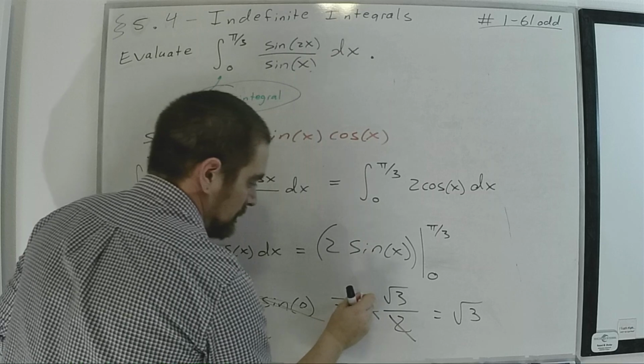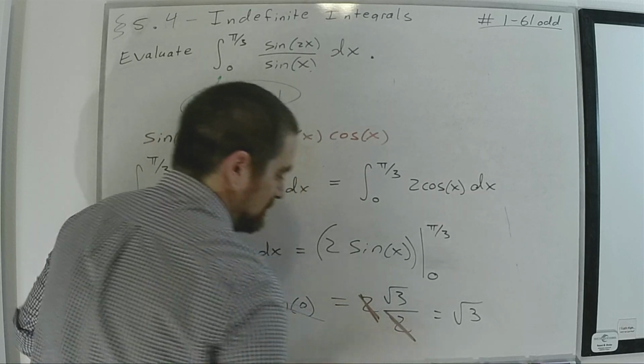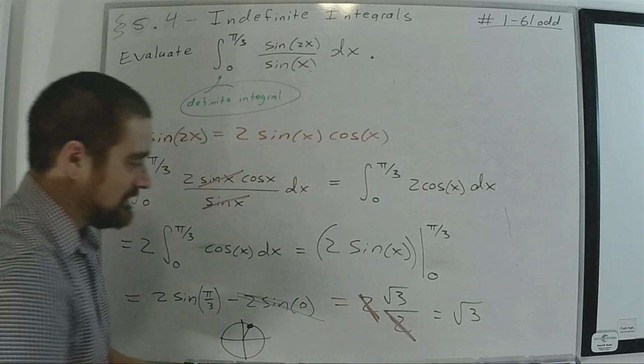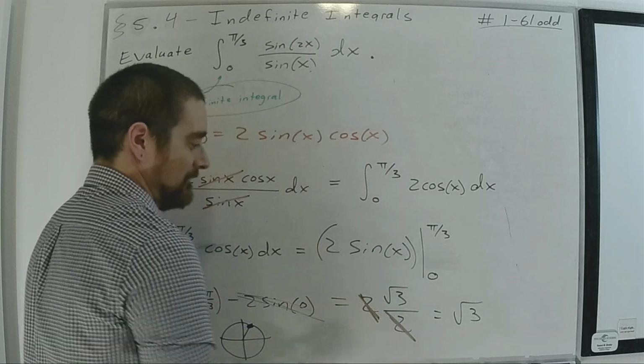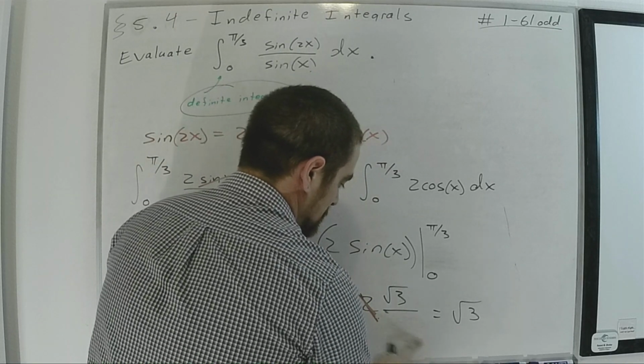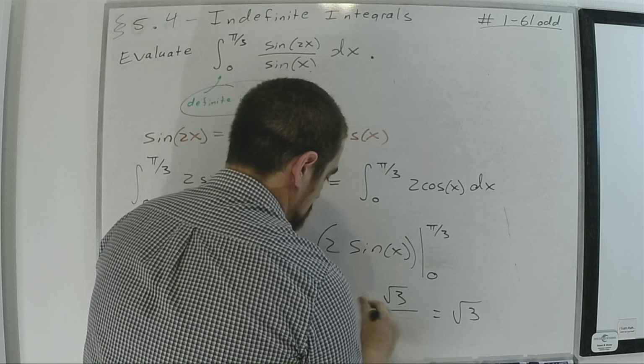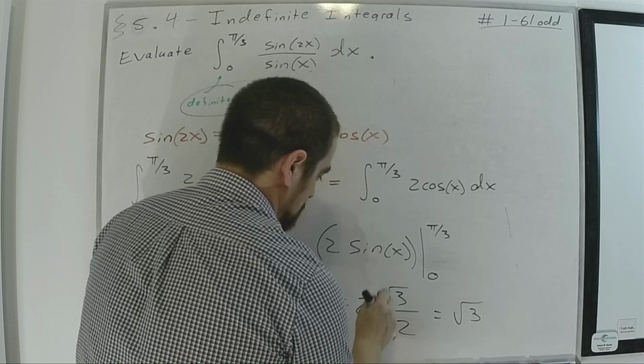Maybe I'll do that in red. I've had a lot of students say, why does that say 8? It's not an 8, it's a 2, and I canceled it out. So there's 2, and I cancel.